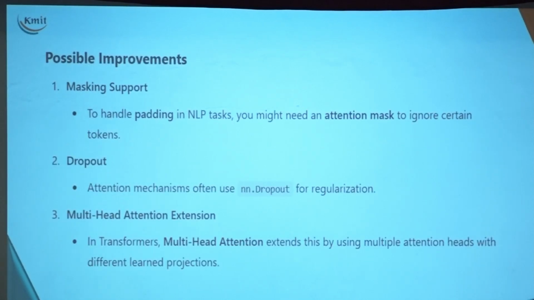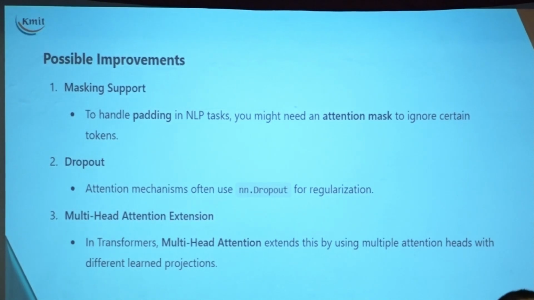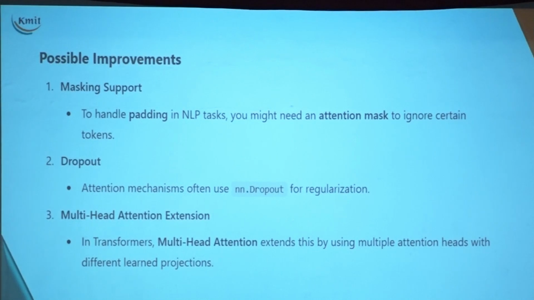So what are the possible improvements? This we are not using in our model, but I am just informing you for the future. If you would like to implement any other model, what improvements could you make? So you can go for masking support. Attention also has something called masking support to ignore certain tokens, when the tokens are very, very big. So you can go for attention masking.